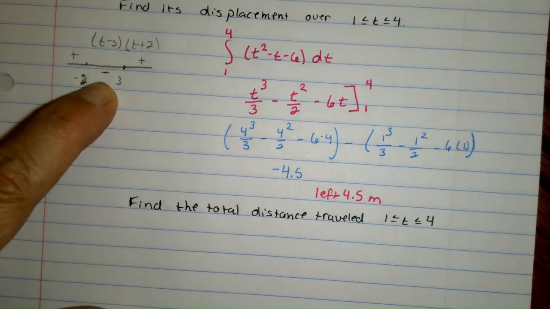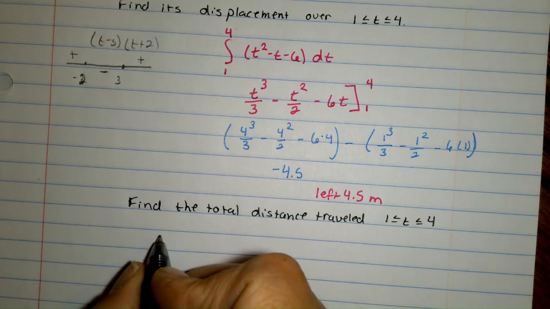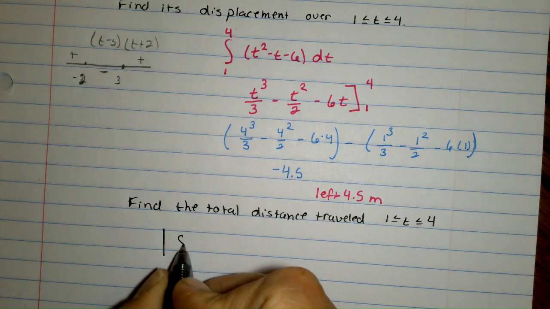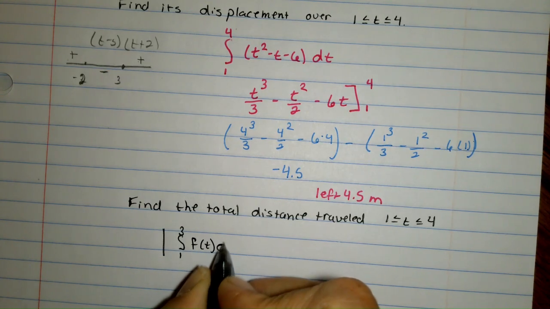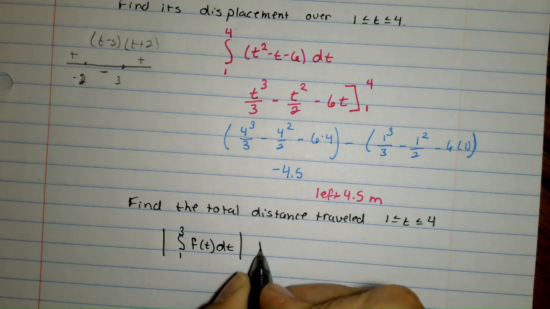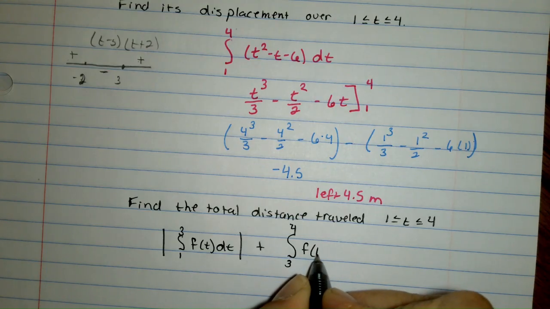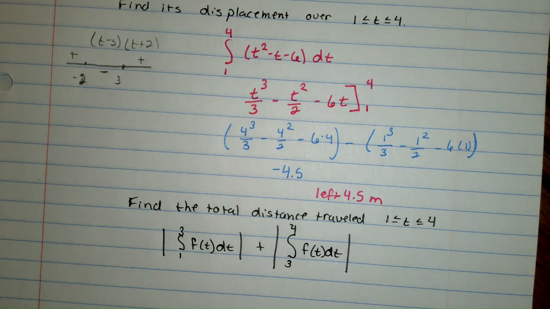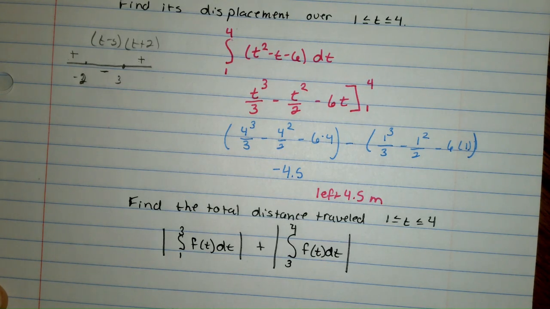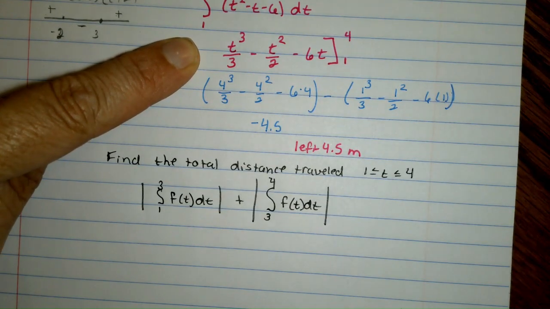now most of our time is spent going to the left, but what we'll do is the absolute value of the integration from 1 to 3 plus the integration from 3 to 4. That way we find the actual distance total moved, okay? So we already know the integral, right? But we just have to go ahead and do the math with it.